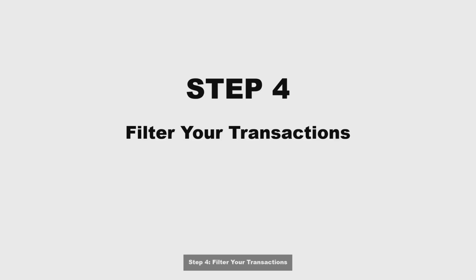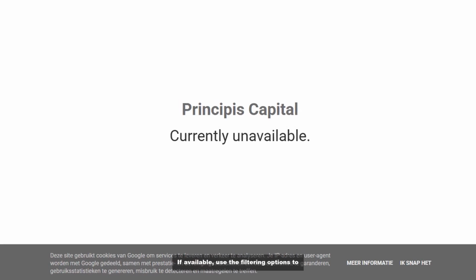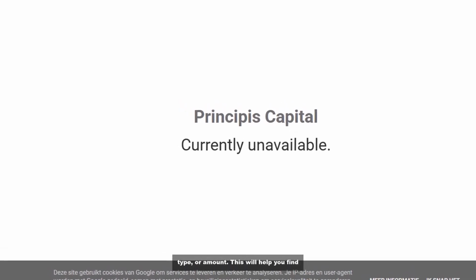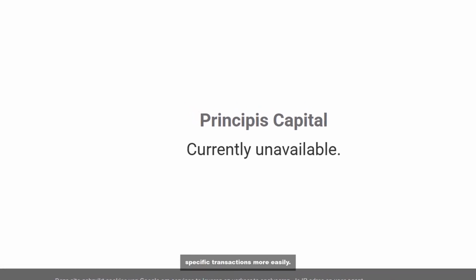Step 4. Filter your transactions. If available, use the filtering options to narrow down your transaction history by date, type, or amount. This will help you find specific transactions more easily.